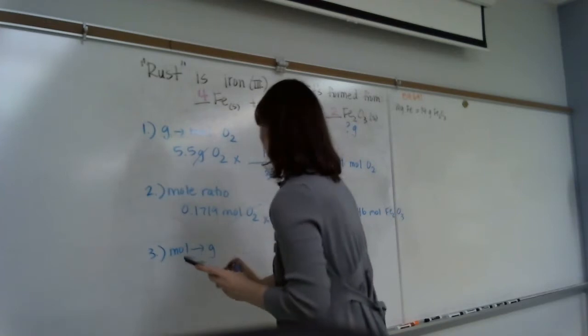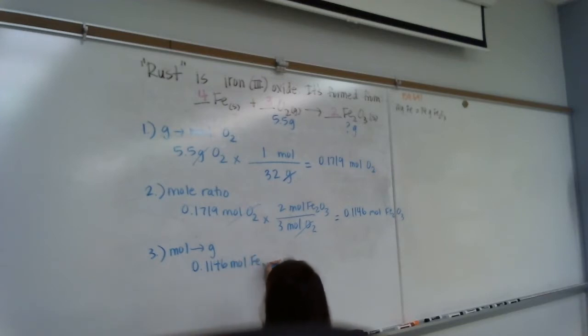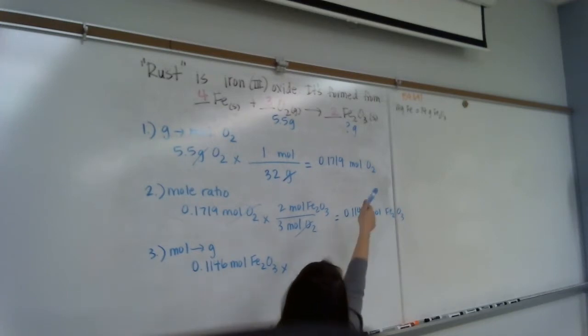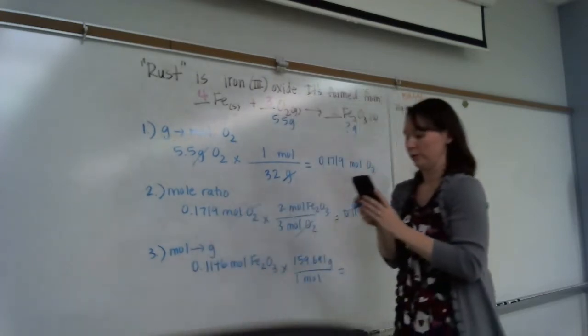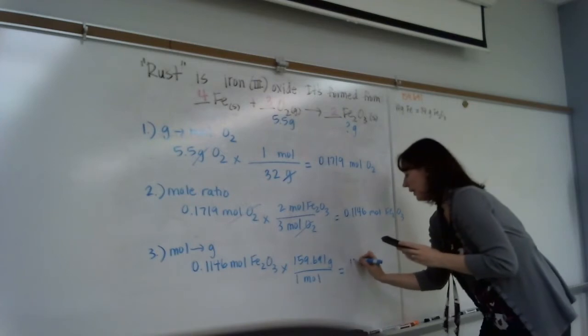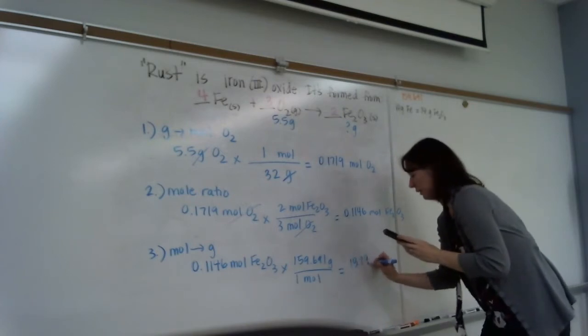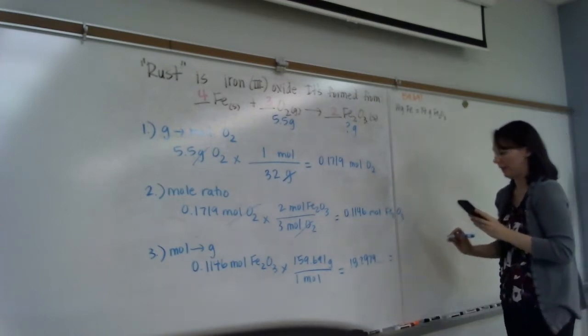And step 3 is the moles back to grams. So take that answer and rewrite it. 0.1146 moles Fe2O3. 1 mole of rust. We already calculated the molar mass in our previous problem: 159.691 grams. So times 159.691 gives 18.2979. I can only keep 2 sig figs, so that's 18.